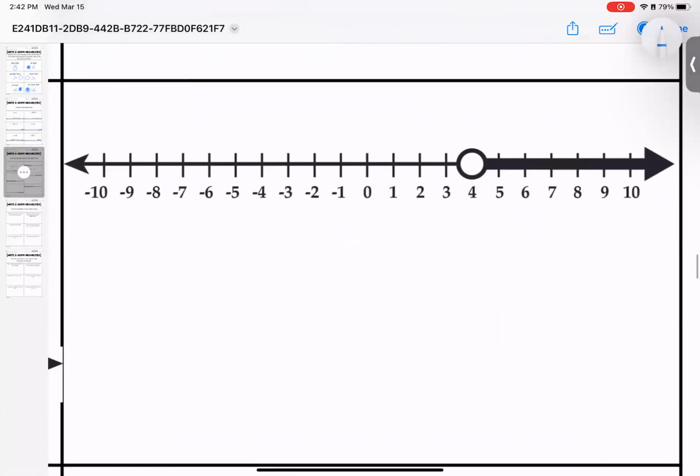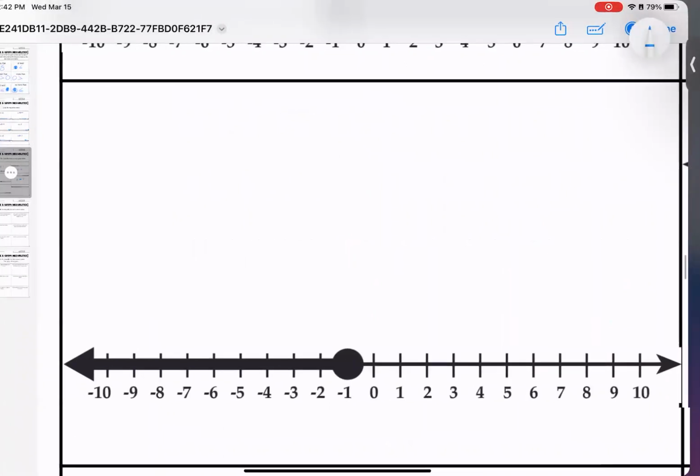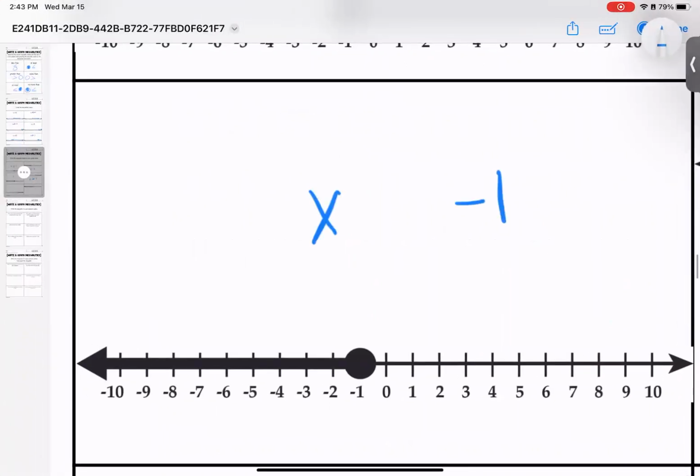This one I have X and 4, my circle is open, so no or equal to. X is greater than 4. Remember, our inequality is the same as our arrow. Over here I have X, I have -1. It's going to be an or equal to because my dot is filled in, and my arrow is going this way. X is less than or equal to -1.